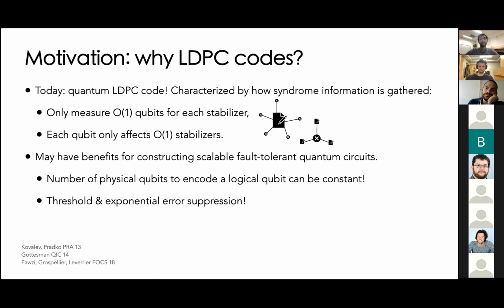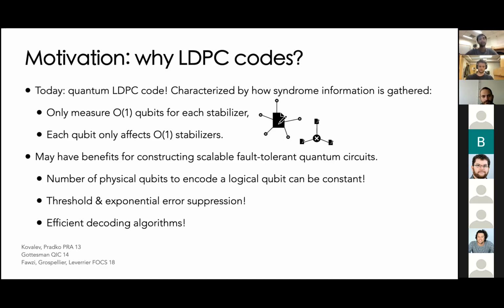And secondly, it's also been shown that these codes exhibit a threshold and exponential error suppression. So there's some error rate at which, if your gates are failing below this threshold error rate, then as I increase the block size of my code, there's this sort of wholesale effect that kicks in. And the probability for a logical failure decreases exponentially with the size of my code.